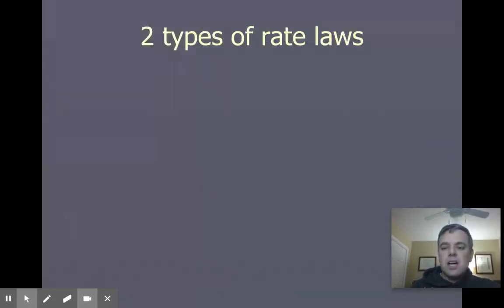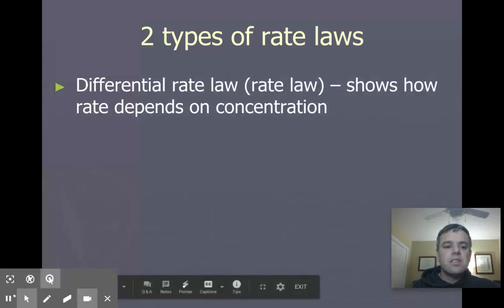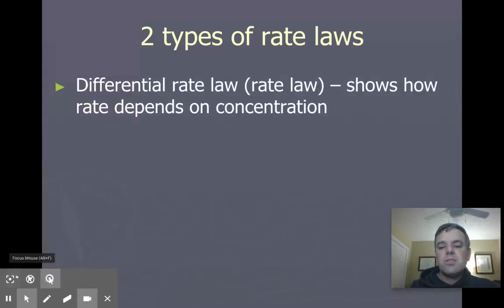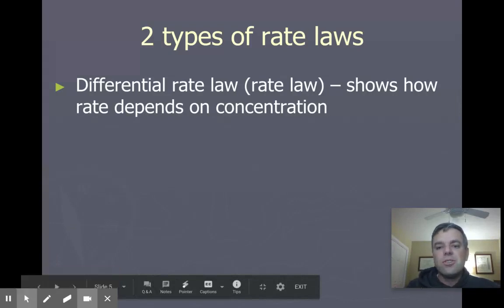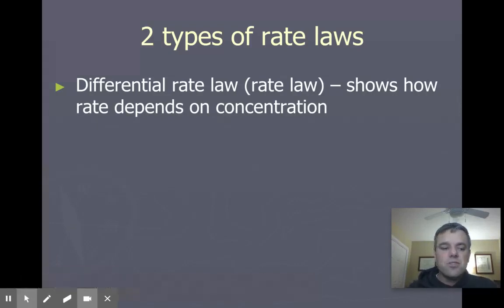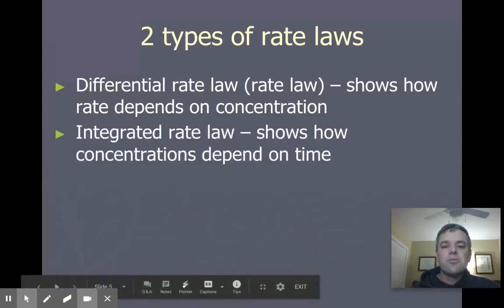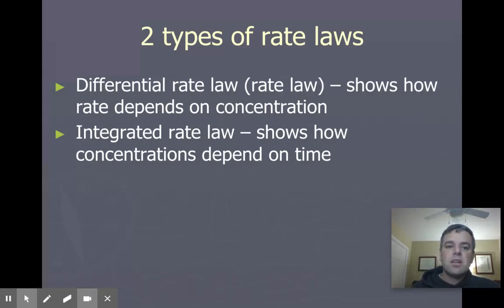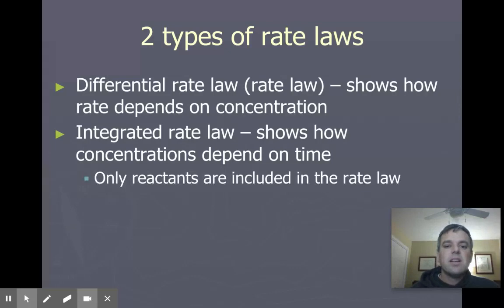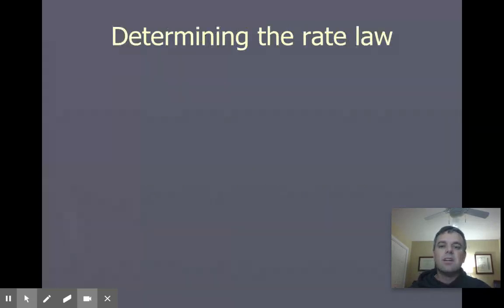Now, there are two types of rate laws. There is the differential rate law, which is the one I was just referring to on the previous slide. It's also just known as the rate law, and it shows how rate changes with concentration. And then, as we'll see later, there's also what's called the integrated rate law, which shows how concentrations change over time. For those of you who have taken calculus, these terms will seem very familiar to you. For those of you who haven't, don't worry about it. Now, for both of these rate laws, we only include reactants. That's the things on the left side of the arrow in the chemical equation. Do not put products in the rate law.